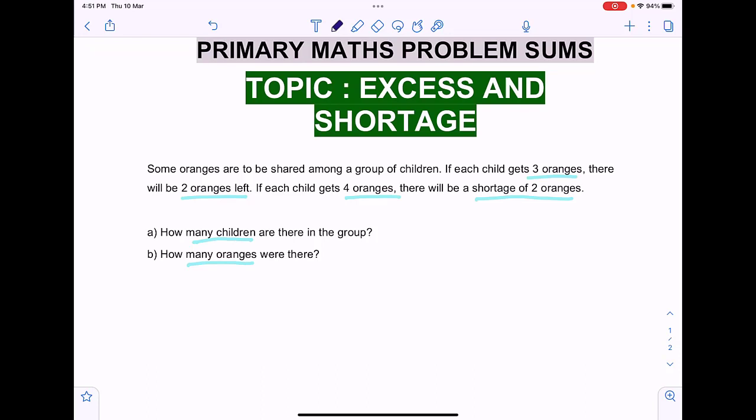Second question. Now, this is an example of a double if question. As you can see, there's 2 ifs. Number 1 here, second one here. So what we do is we write down the 2 ifs scenarios. So scenario 1 is an excess of 2 oranges.